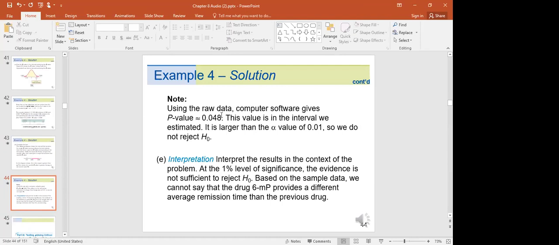So we compute p-value to be 0.048. This p-value is greater than 0.01, so we do not reject H0. So based on this information, the new drug is not different from the previous one. So we say at 1% level of significance, the evidence is not sufficient to reject H0 based on the sample data. We cannot say that the drug 6-MP provides a different average remission time than the previous drug. So simply put, we will say there is not enough evidence to support the claim that the new drug is different from the old one.